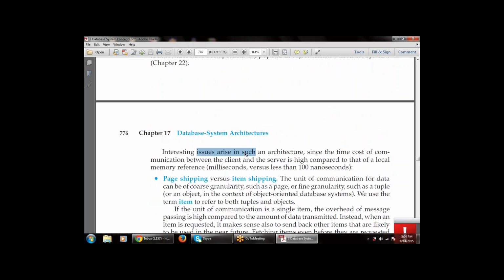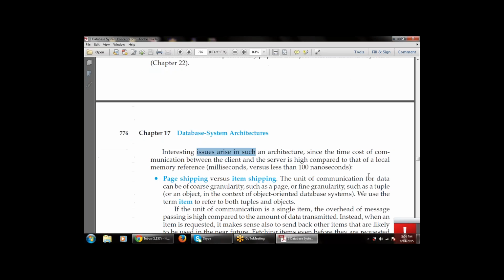An interesting issue that arises in such an architecture is that the time cost of communication between the client and the server is high compared to a local memory reference. That is, the response time is high as compared to the local memory reference: milliseconds versus less than 100 nanoseconds.